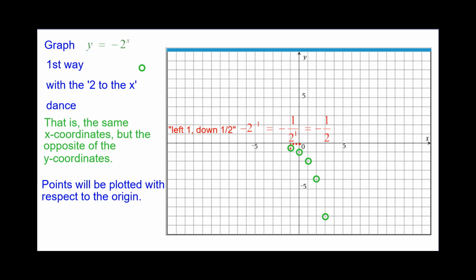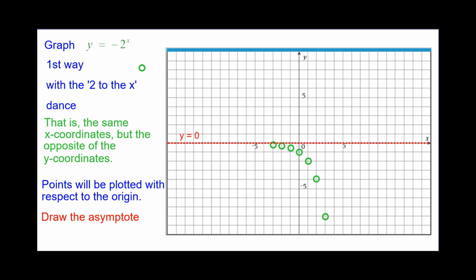Going in the other direction, because the opposite of 2 to the negative 1 is negative a half, we'll go left 1 and down 1/2. Left 2 down a quarter. The opposite of 2 to the negative 2 is negative 1 over 2 squared, which is negative a fourth. And left 3 down an eighth.